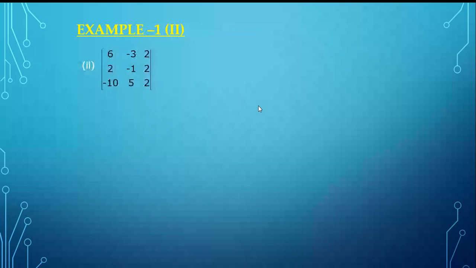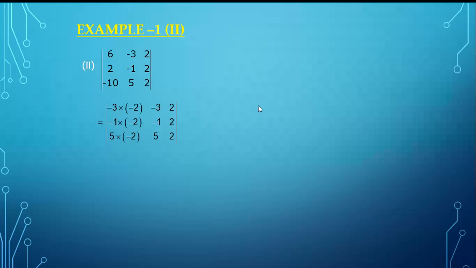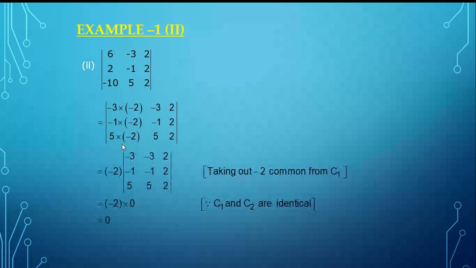So now the second part, we have this. How can we use our property here? We can write 6 as minus 3 into minus 2, 2 as minus 1 into minus 2, because we need one common element here, and minus 10 as 5 into minus 2. So now we can take the common minus 2 from C1. Now we have this. Again we see that our C1 and C2 columns are identical, so this determinant value becomes 0. So the value of this given determinant is 0.